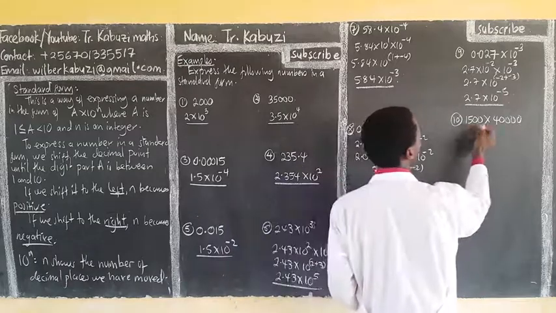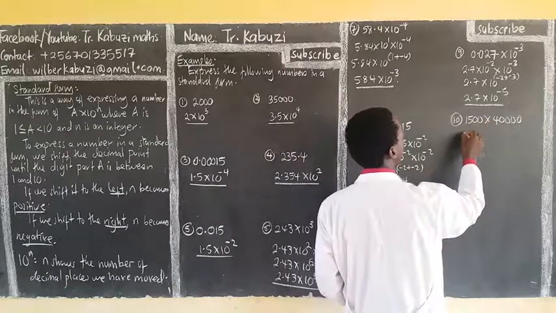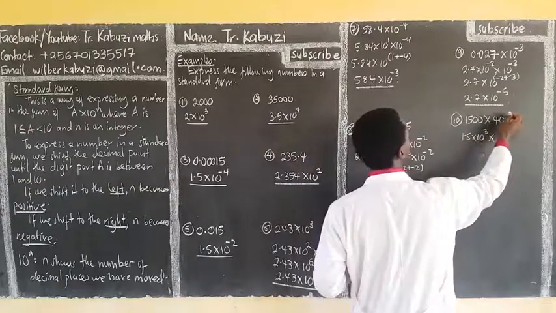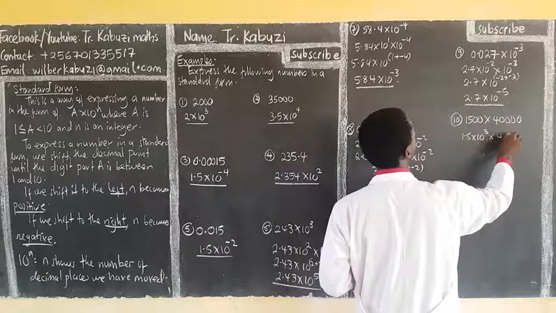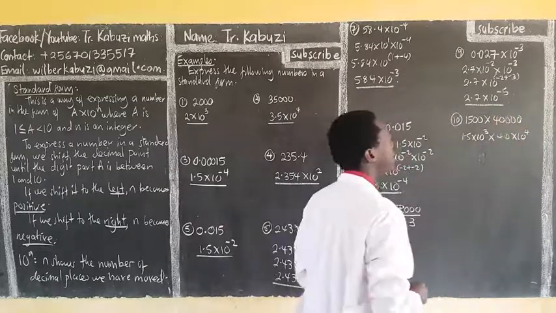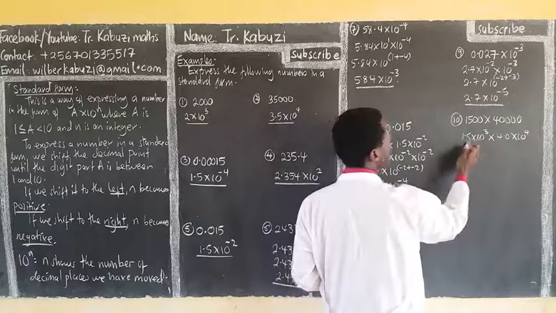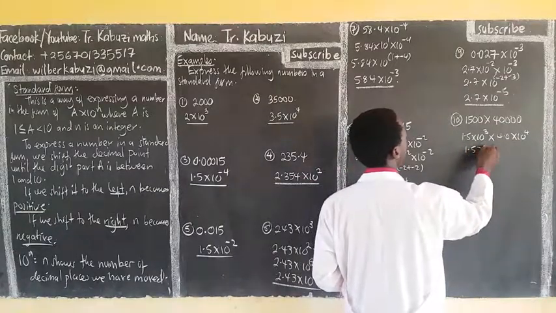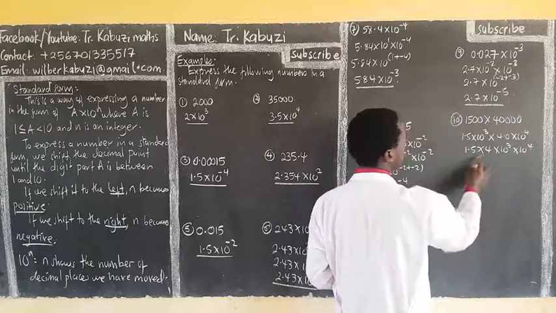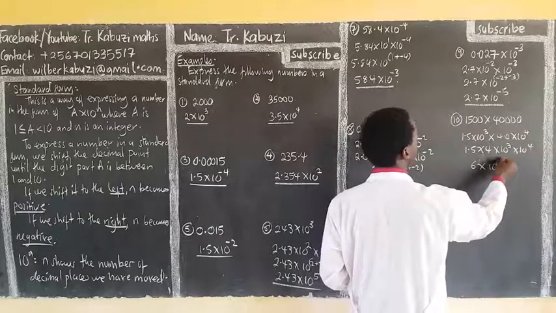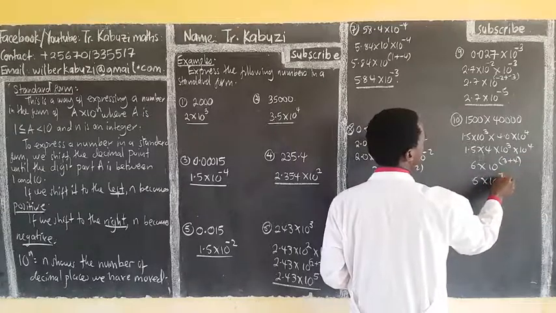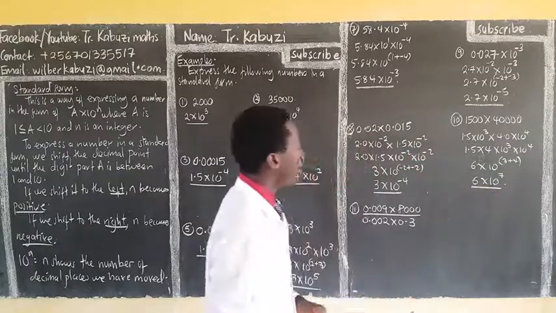When I come to this now, I'm going to move 1, 2, 3. So this will be 1.5 times 10. Now positive, we are going to the left. Times 1, 2, 3, 4: 4.0, you can write 4.0 times 10 power 4. They are positives because we are going to the left. Then you bring this close to this. So this times this will get 6 times 10. Now 3 plus 4, this will be 6 times 10 power 7. As simple as that. Okay.